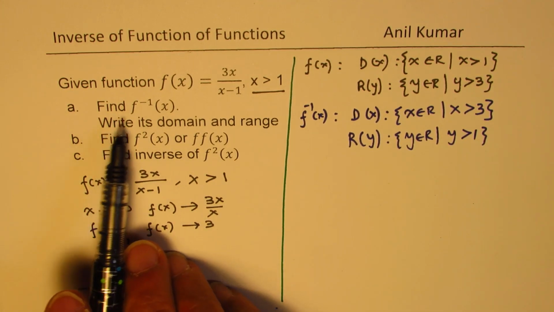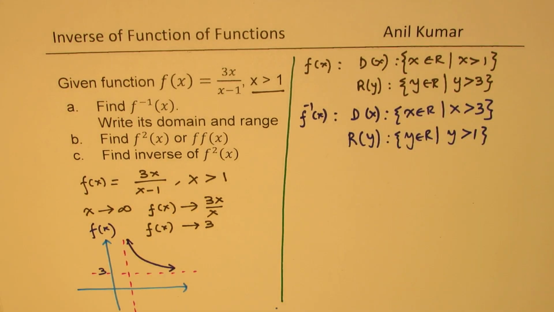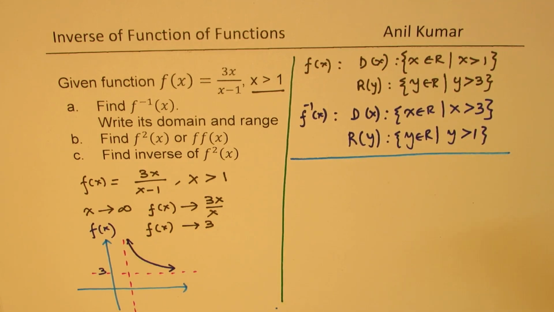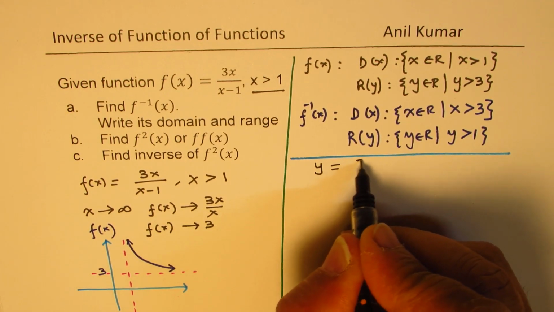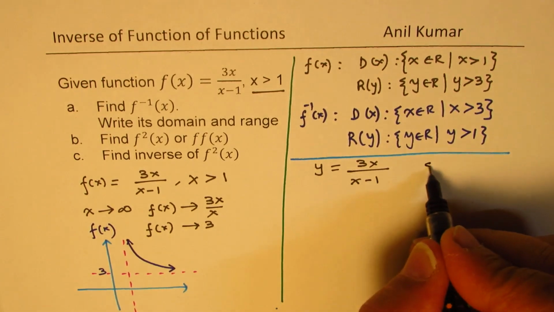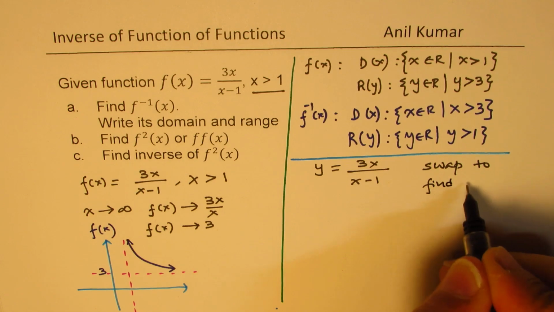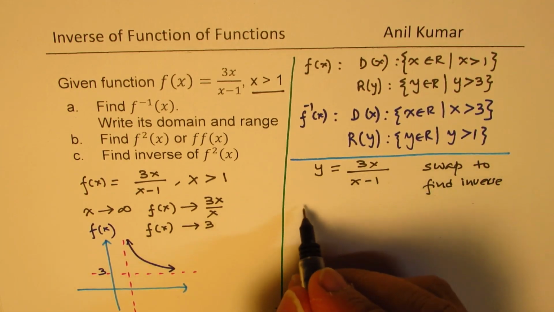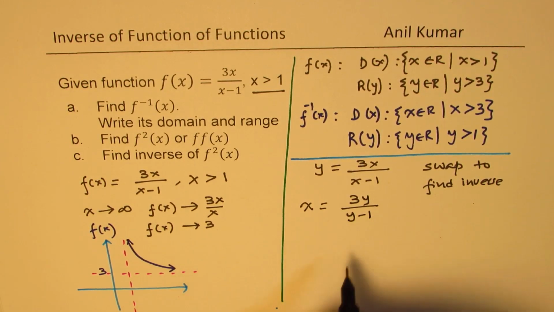But let us now find the inverse of the function in the given case. Now to find the inverse, what can you do? We'll follow the standard steps, that is, we can swap x and y. We are given y equals 3x over x minus 1, so we can swap to find the inverse. Of course we are swapping x and y, so we get x equals 3y over y minus 1.